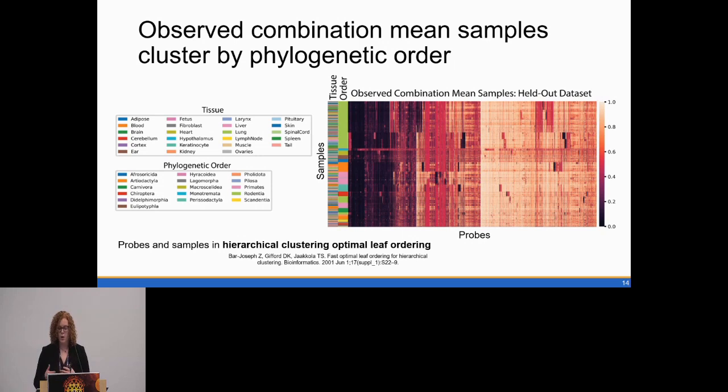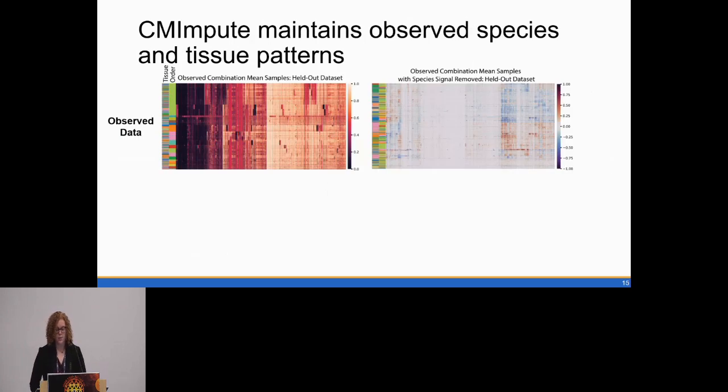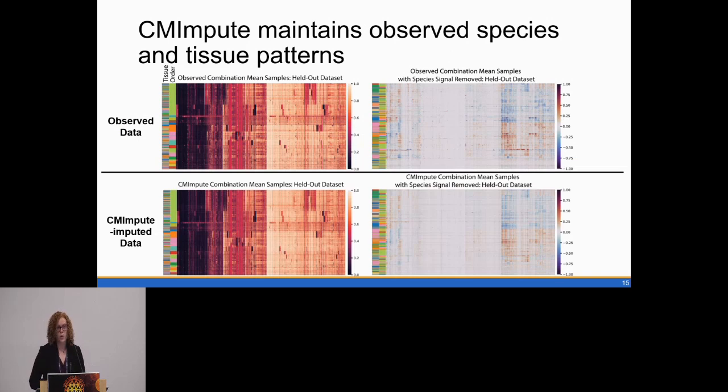Here I show an array of all the held out observed samples. The samples and probes are both in hierarchical clustering optimal leaf ordering, which shows strong clustering based on phylogenetic order. We additionally visualize the observed data with the species signal removed, which reveals differentially methylated regions that are strongly associated with tissue type. When visualizing the corresponding combination mean samples imputed using CM-impute, we see similar methylation patterns to the observed data, with clustering across species and phylogenetic order, similar clustering of lower and higher methylated regions, and these differentially methylated tissue regions.